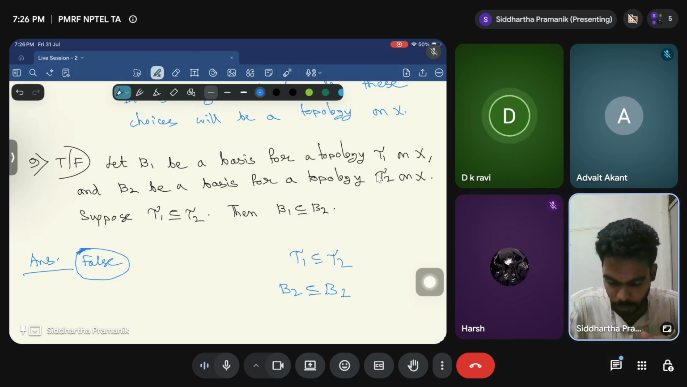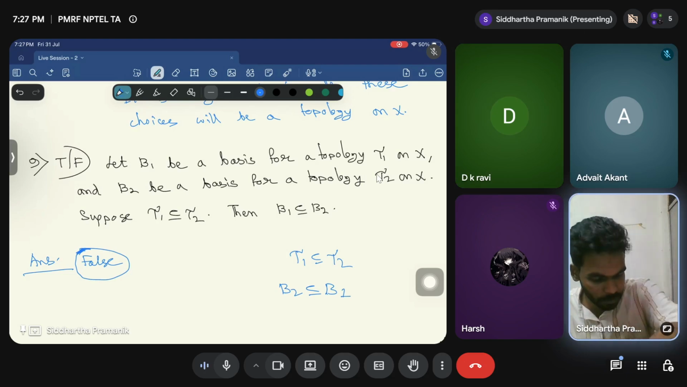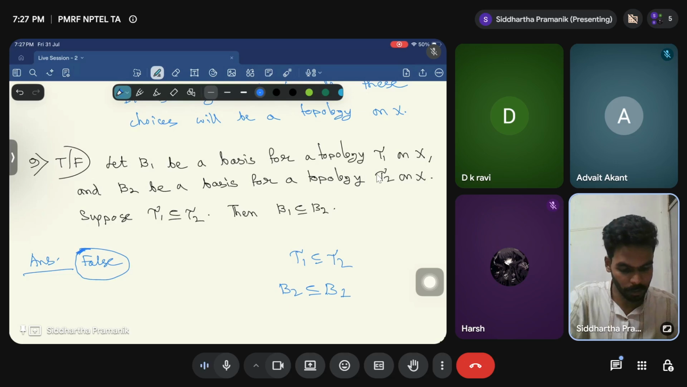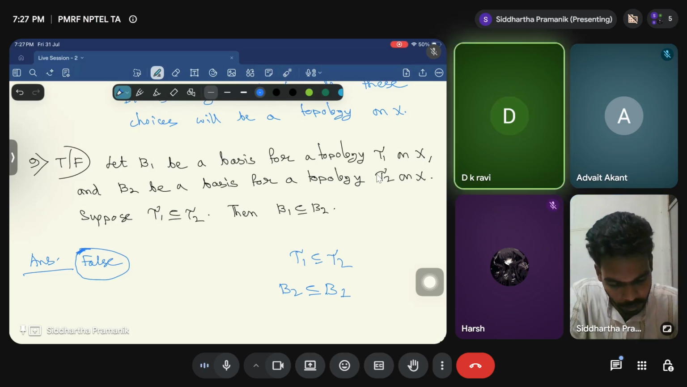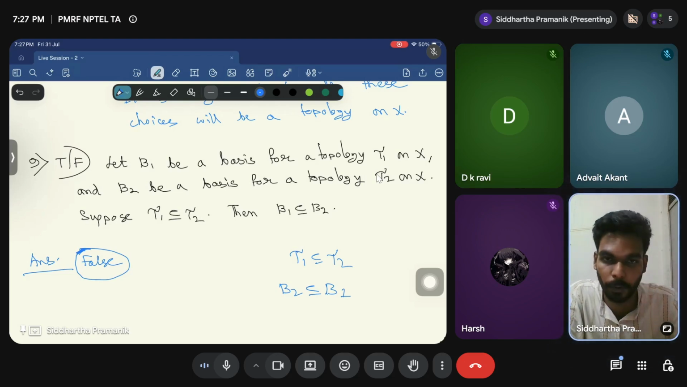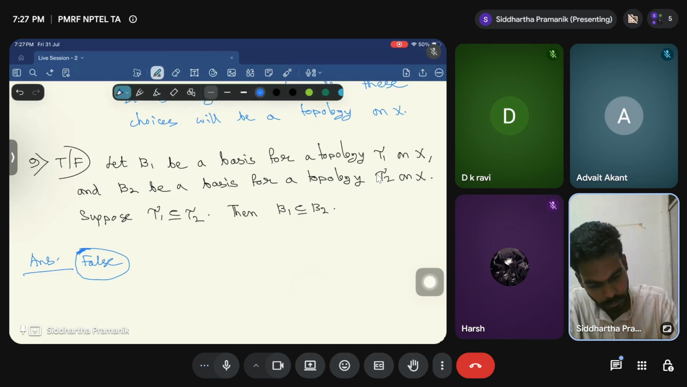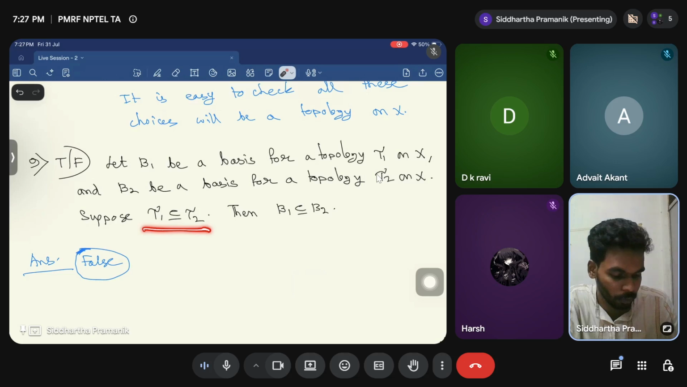In the next class, I think you will see it in some different format, but this is not exactly that one. You will see that statement in the third week, which will be the comparison of topologies using basis elements. But for the timing, let's focus on this: if tau1 is a subset of tau2, can we say B1 is a subset of B2?